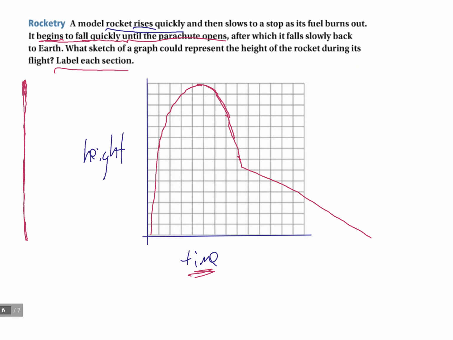So now I'm going to change colors again so that I can label each section. Okay? I'm going to pick a color, hopefully, that you guys can see. So what happened right here? Well, rises quickly. Okay? Now, right here, this key moment, what happened? Right there. It ran out of fuel.